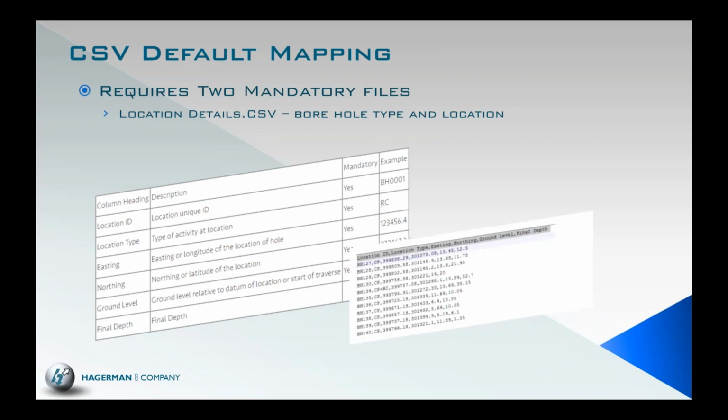Now, within our survey generated ASCII file, this is what it looks like. Comma delimited. This is not something that's different. It's not something that's going to take us by surprise. Okay, so as you can see, it's got the location, it's got the type, it's got easting, northing, ground level, and final depth. Okay, so that's one of the two mandatory files.